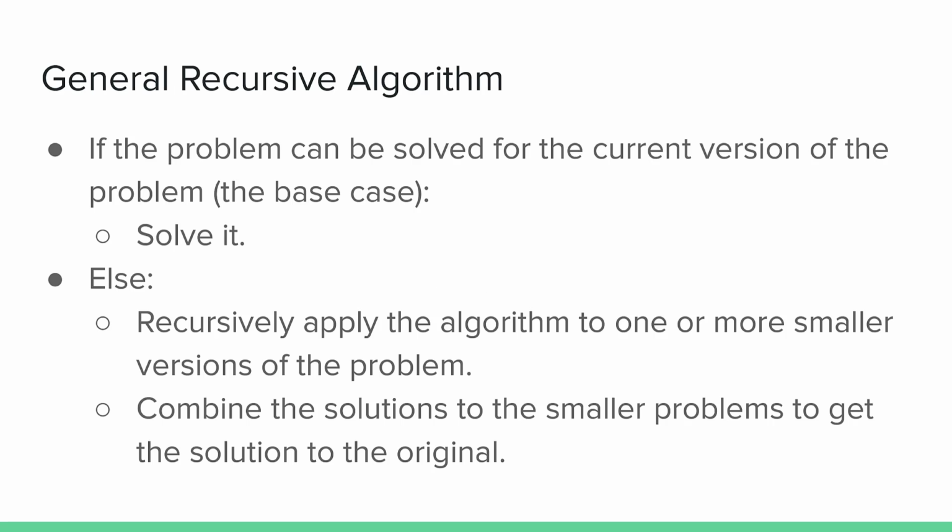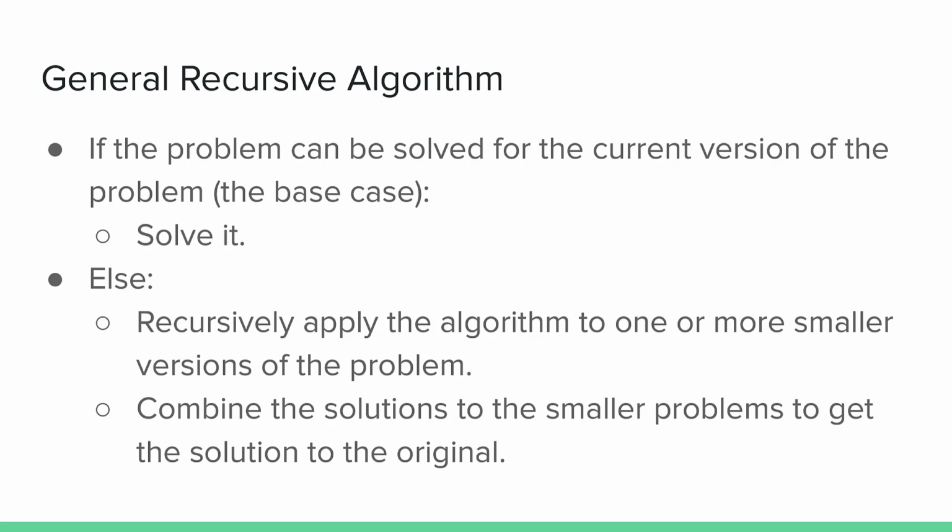The organization of all recursive methods follows the general recursive algorithm. You begin by checking for a base case. If the problem can be solved for the current version of the problem passed in as an argument, the base case, solve it and return the answer. Only if you haven't solved the problem do you recursively apply your algorithm.